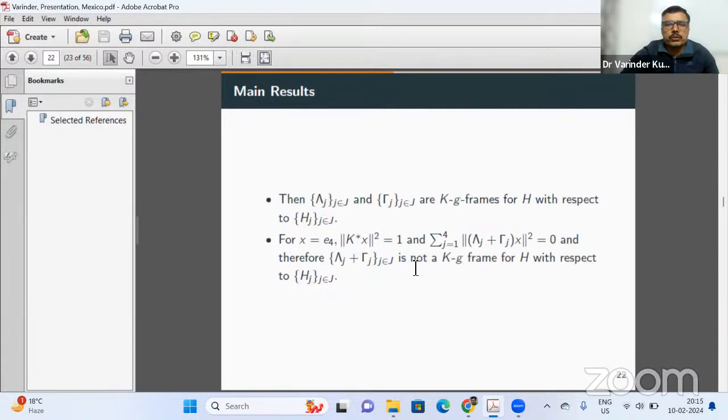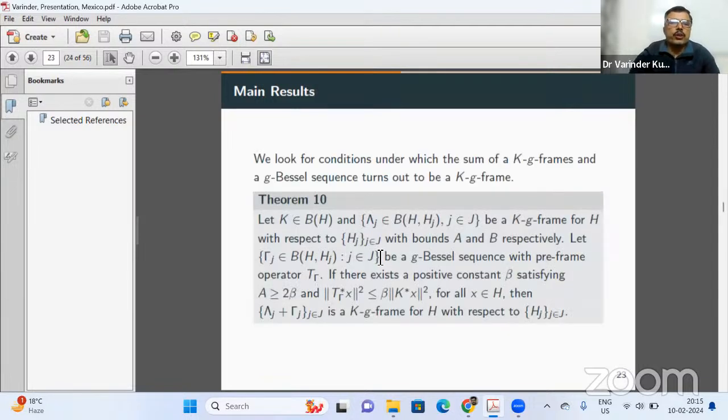Then their sum will be 0 because of my choice, and therefore this is not a Kg frame because the lower inequality will not be satisfied. So we can check that both of them are Kg frames, but their sum is not a Kg frame. So then again we started working in this direction. What are the conditions on operator K or the elements so that their sum will also turn out to be a Kg frame?